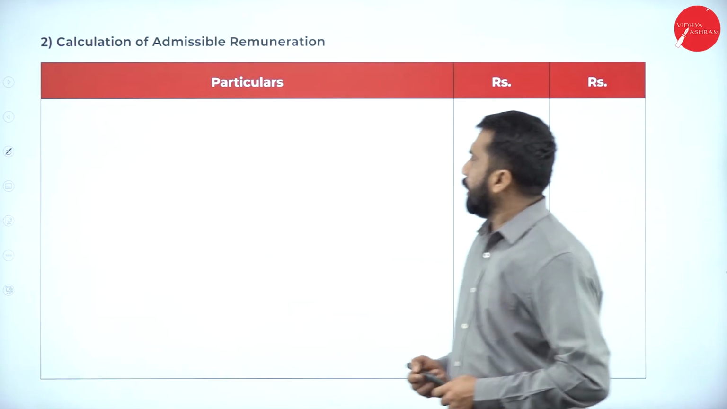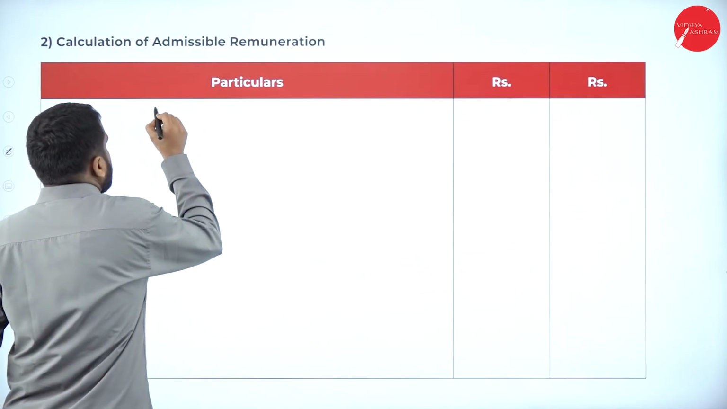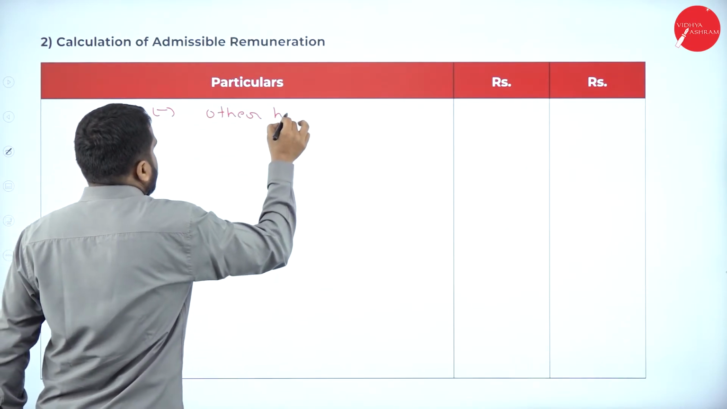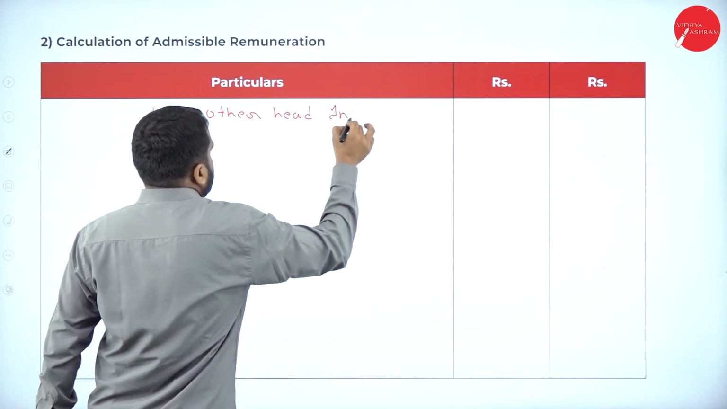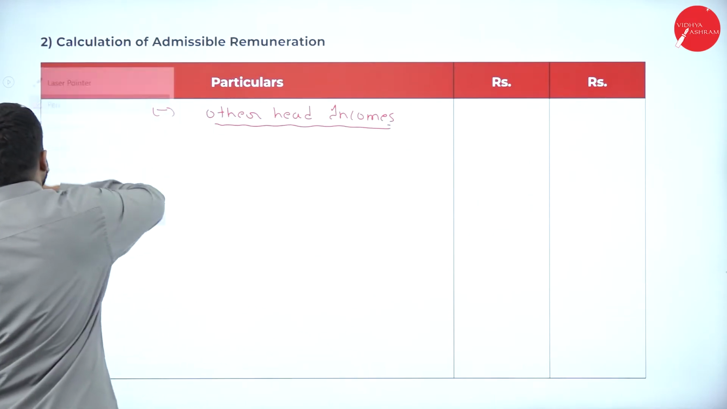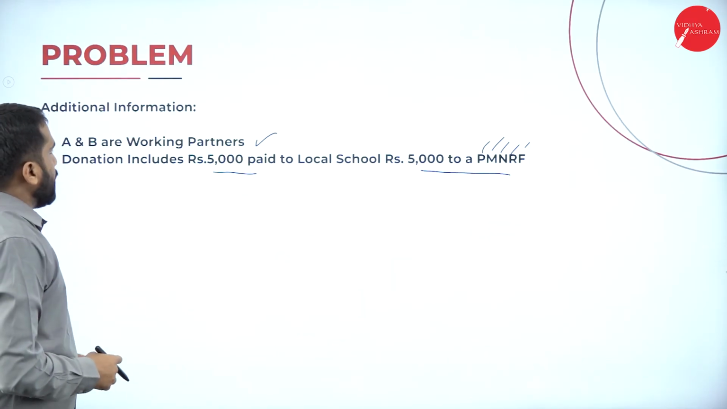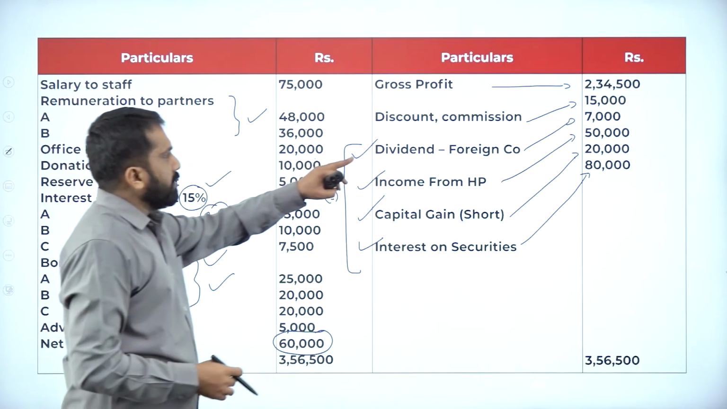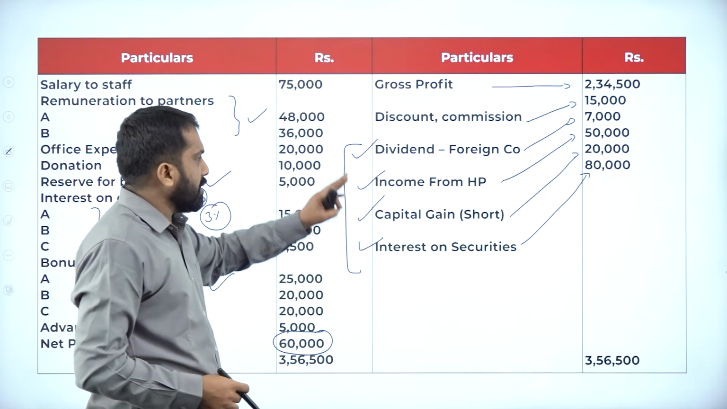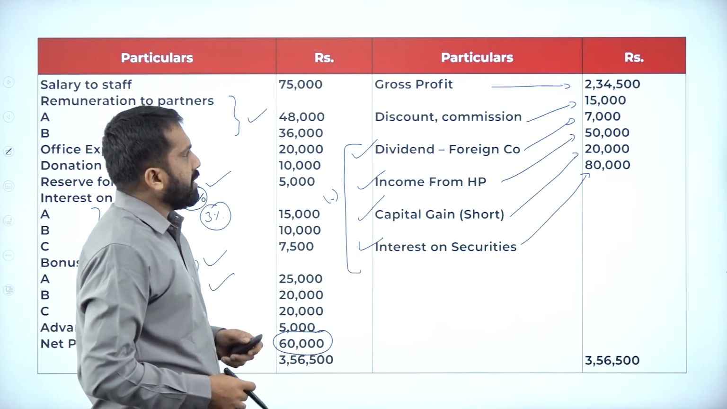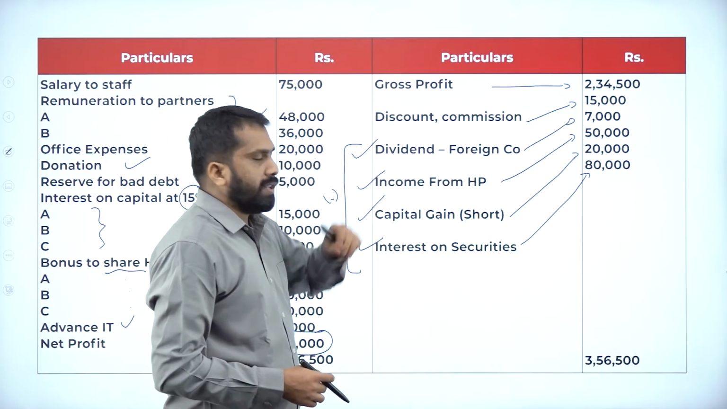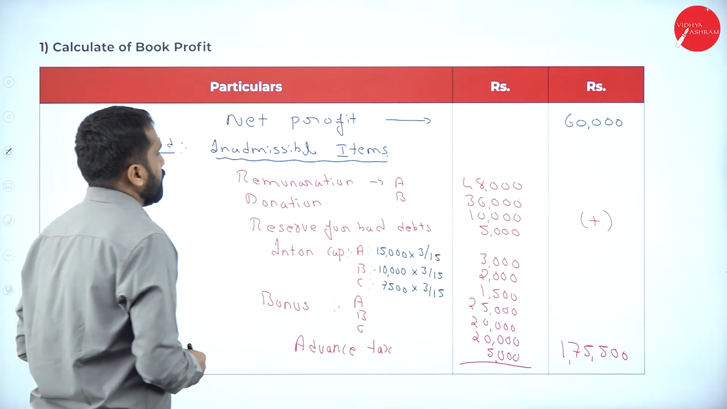Now, minus. Add is over, now minus other head income. Other head incomes. Which are those other head incomes? As per this, we have other head income of dividend, income from house property, capital gain, interest on security. We'll go one by one. Dividend. Dividend is how much? We have 7,000. Income from house property, 50,000. Now, dividend.